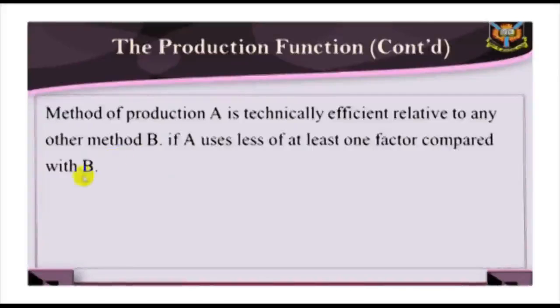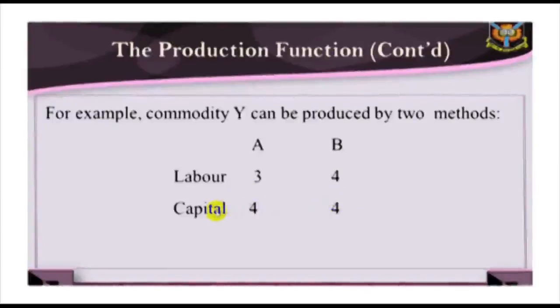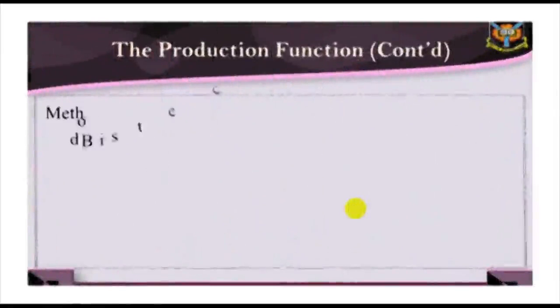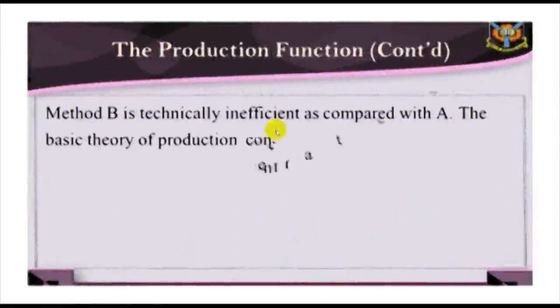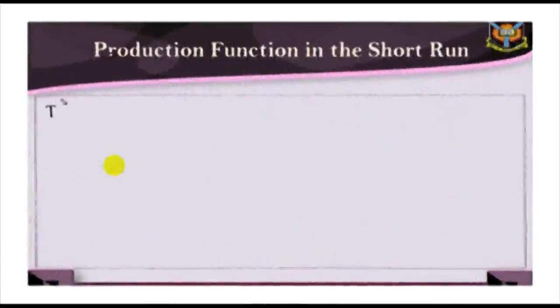Method of production A is technically efficient relative to any other method B if A uses less of at least one factor and no more of the other factor as compared with B. For example, commodity Y can be produced by two methods. Labor for A is 3 and for B is 4, capital is 4 for both. Method B is technically inefficient as compared with A. The basic theory of production concentrates only on efficient methods. Inefficient methods will not be used by rational entrepreneurs.